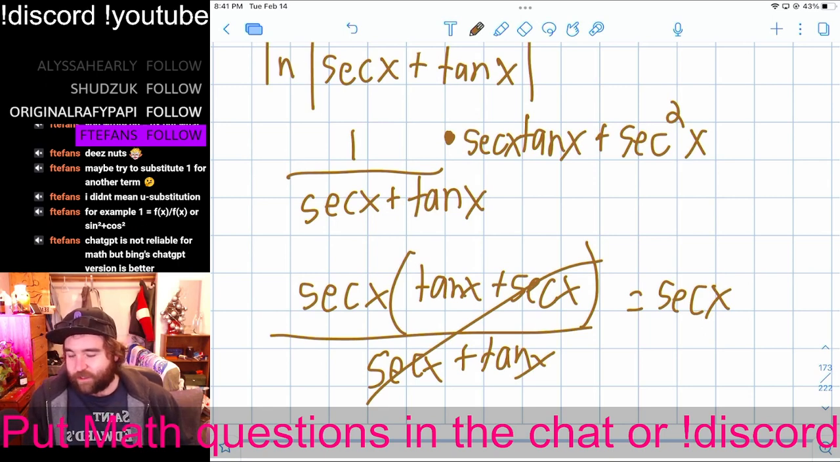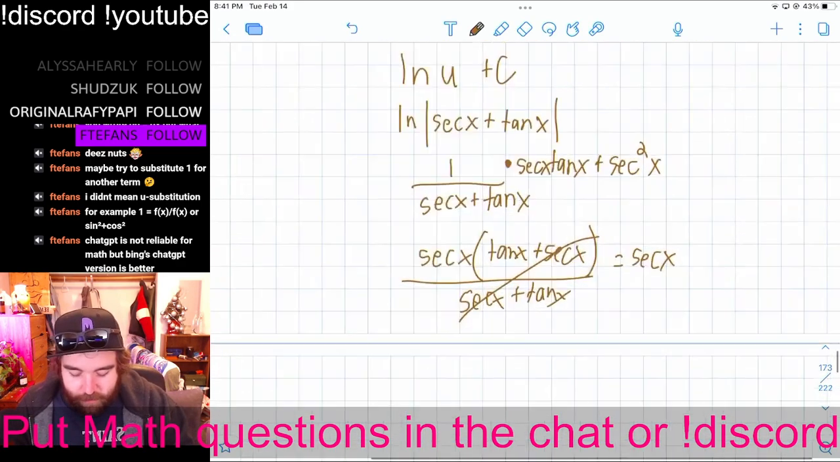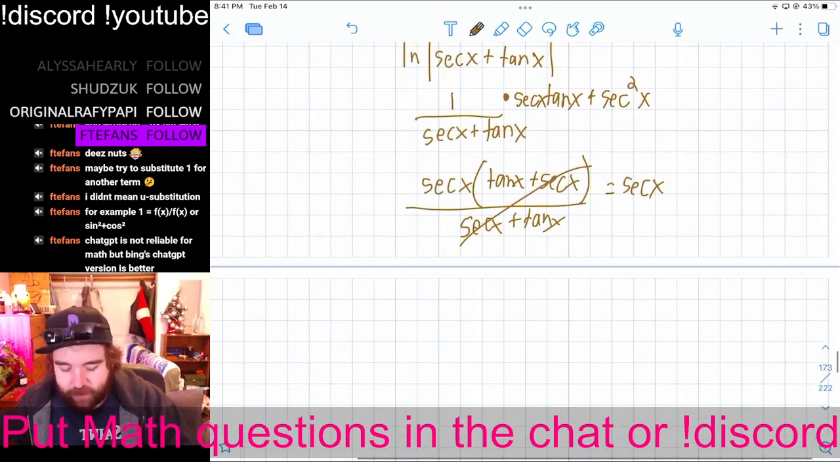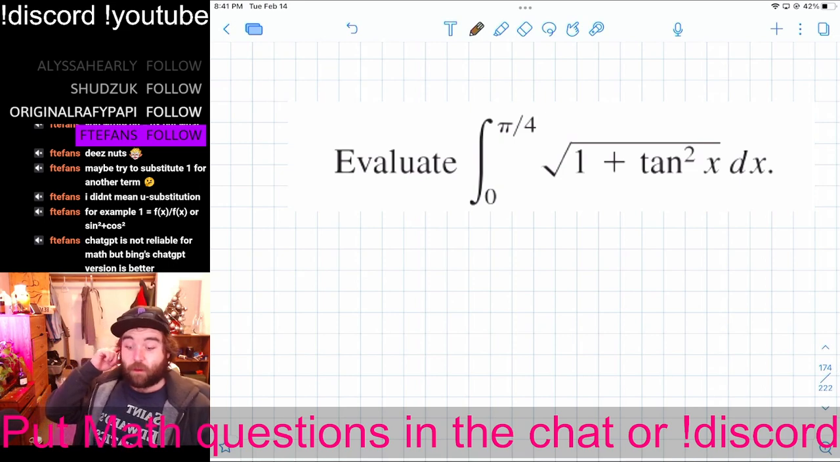Yeah, ChatGPT is definitely not reliable for math. But Bing's is better. That's unfortunate. I mean, they're just probably using the advanced version, right? Like the version you pay for. Okay.